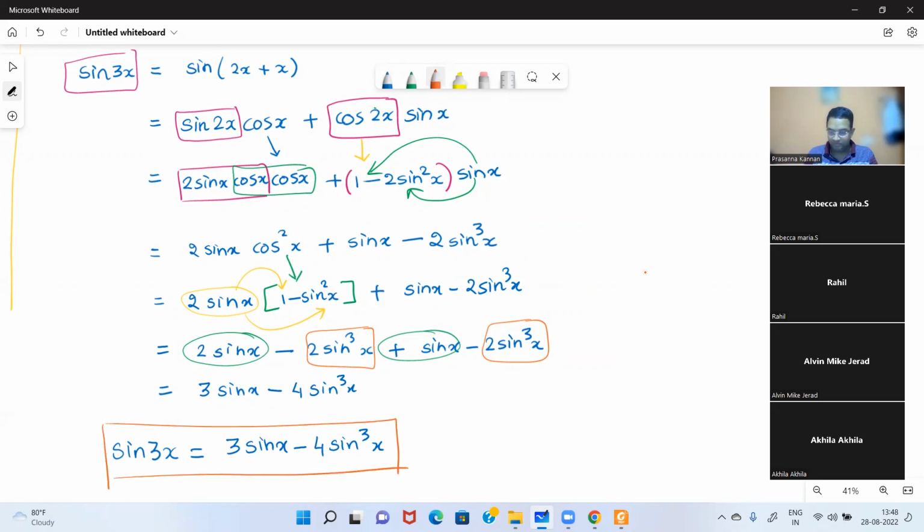Is it clear to you? Yes, sir. In a similar way you can proceed for cos 3x also. Just take this down and tell me once you're done.